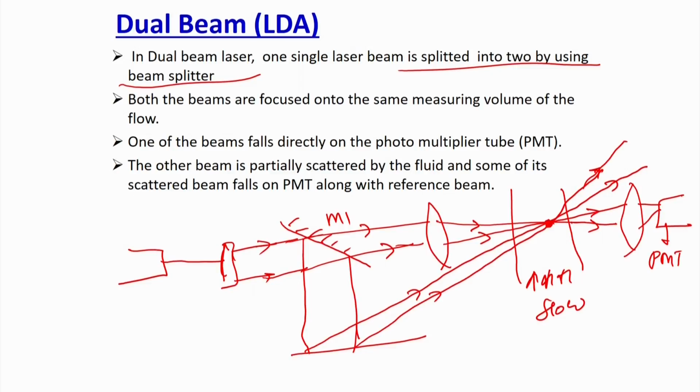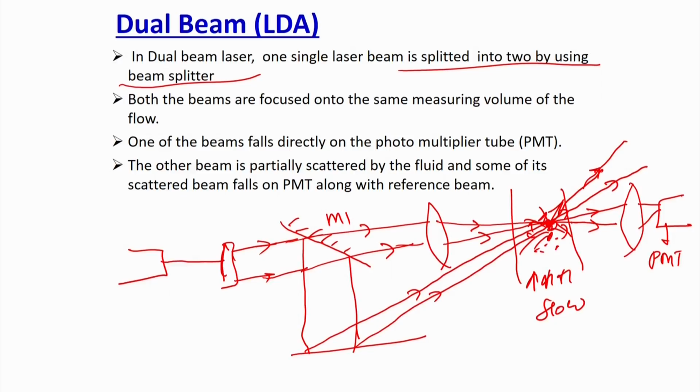So, what do we do? We take a single laser in the dual beam also, and we split the single laser into two different beams by using a beam splitter and mirror combination. Now, both the beams are focused at the same location, and that location is the measurement volume, or the point of interest where we want to measure. Now, suppose we put a particle here, what will happen? The particle will scatter both the lights.